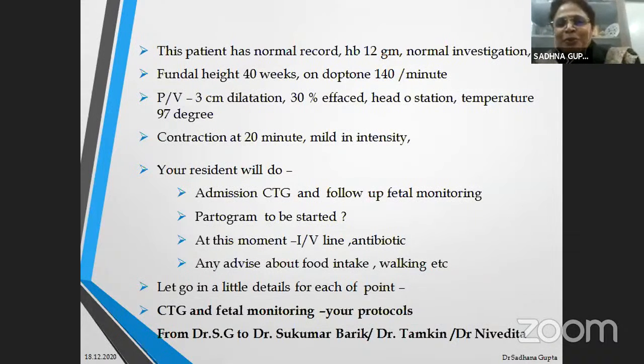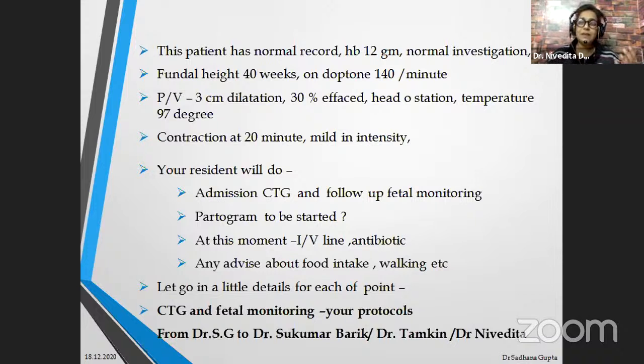Thank you very much, Dr. Sukumar. We really wish to listen to you. And before going to Dr. Tamkeen, who is in an institution, I would like to have the opinion of Dr. Nivedita, who works in what we call an underprivileged situation, that is Bokaro. So, Nivedita, are you doing admission CTG for all your cases or only in high risk cases, or do you check the patient and then decide to do CTG or not? What are you doing, Nivedita?